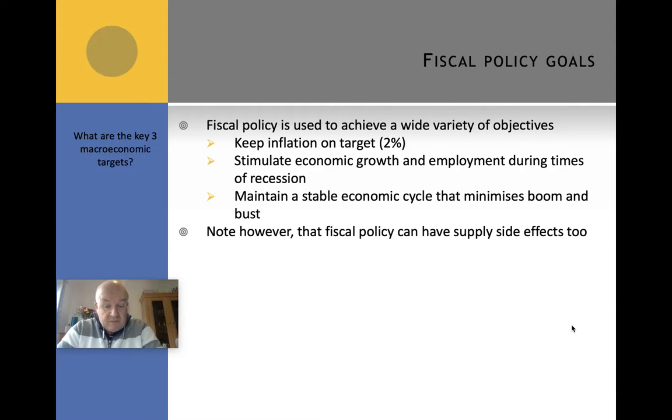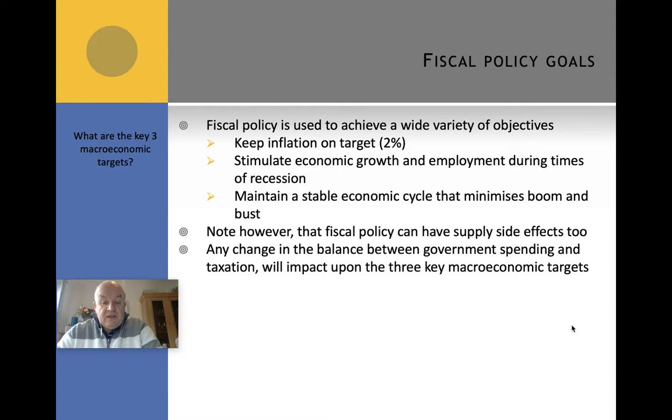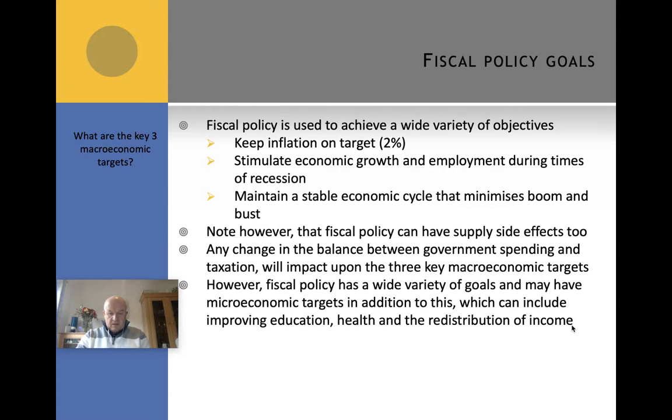However, one of the things we have to bear in mind as well is that fiscal policy in some cases can have supply side effects too. Any change in the balance between government spending and taxation is clearly going to have an impact on those three macroeconomic objectives and targets. However, as we've said before, no man is an island, and in some cases fiscal policy can also have an effect on microeconomic targets, and that could be improving education, health, and the redistribution of income. If education and training improve, then that has an impact on the human capital that firms can employ, and so there is a whole range of benefits that can be gained from decent fiscal policy.